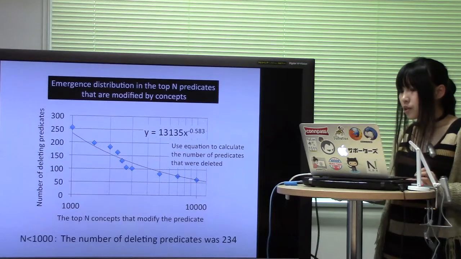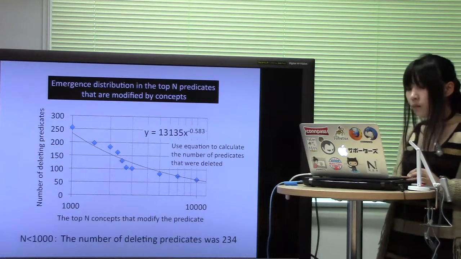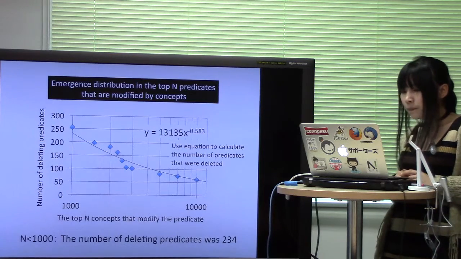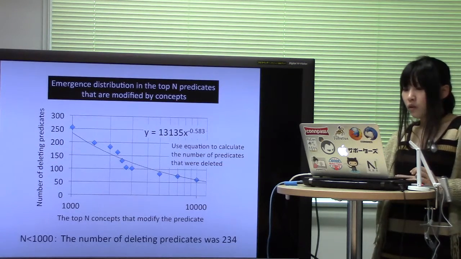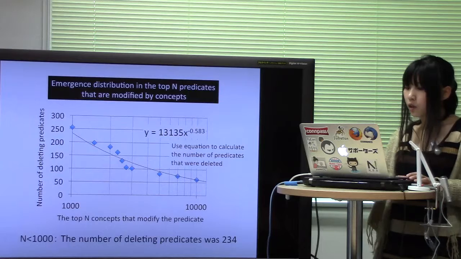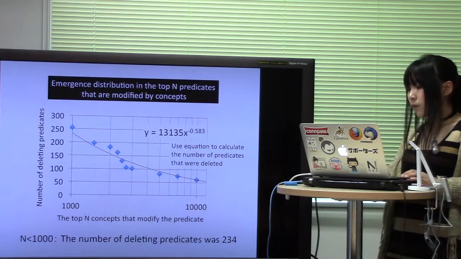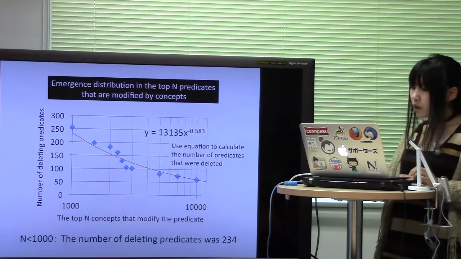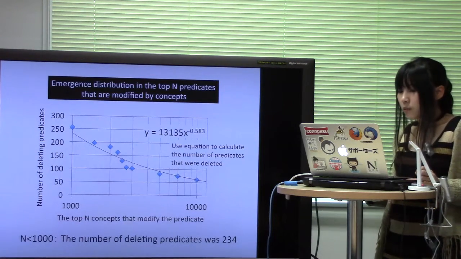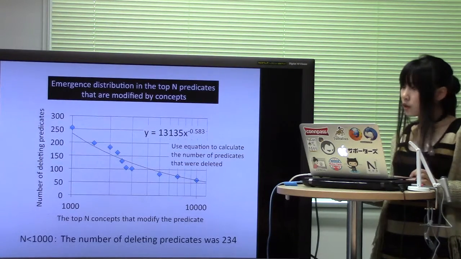We investigated the emergence distribution in the top n predicates that are modified by concepts. As a result, the number of deleted predicates decreases with increasing n. In accordance with our expectation, concepts modified by many predicates increase the number of predicates to be deleted. We use the equation of the approximated curve to calculate the number of predicates that were deleted. Note that when n is smaller than 1000, the number of deleted predicates was 234.